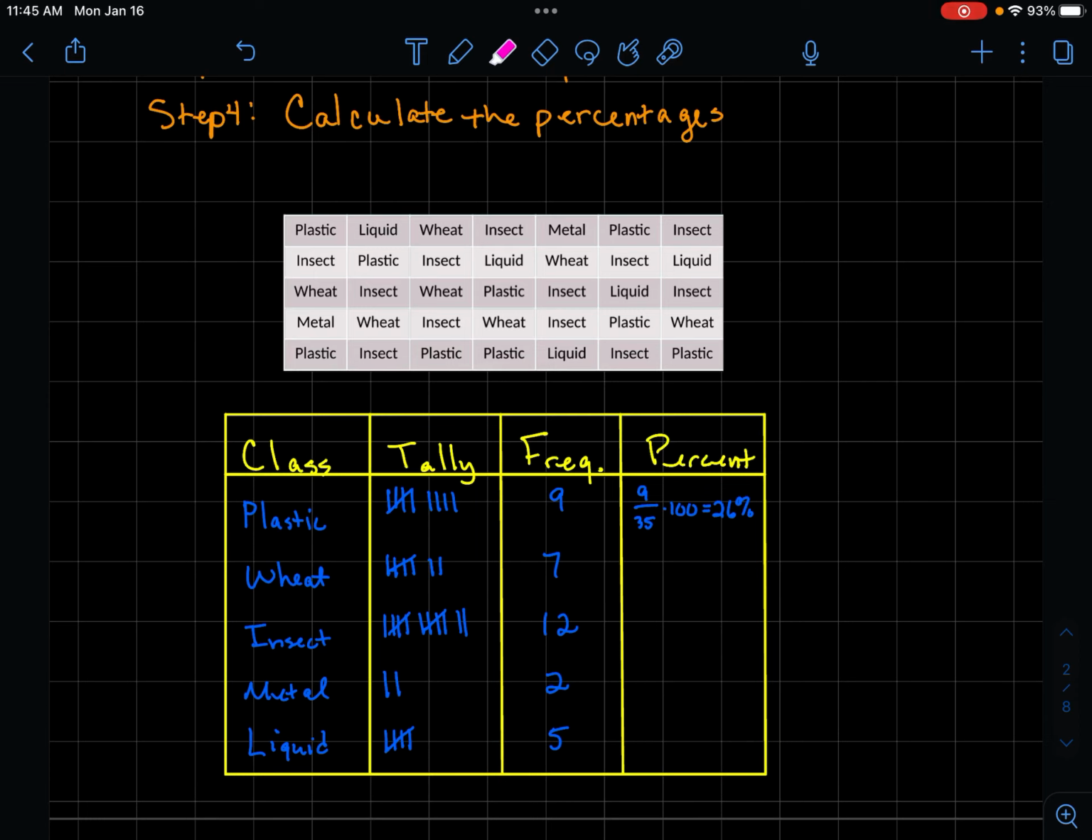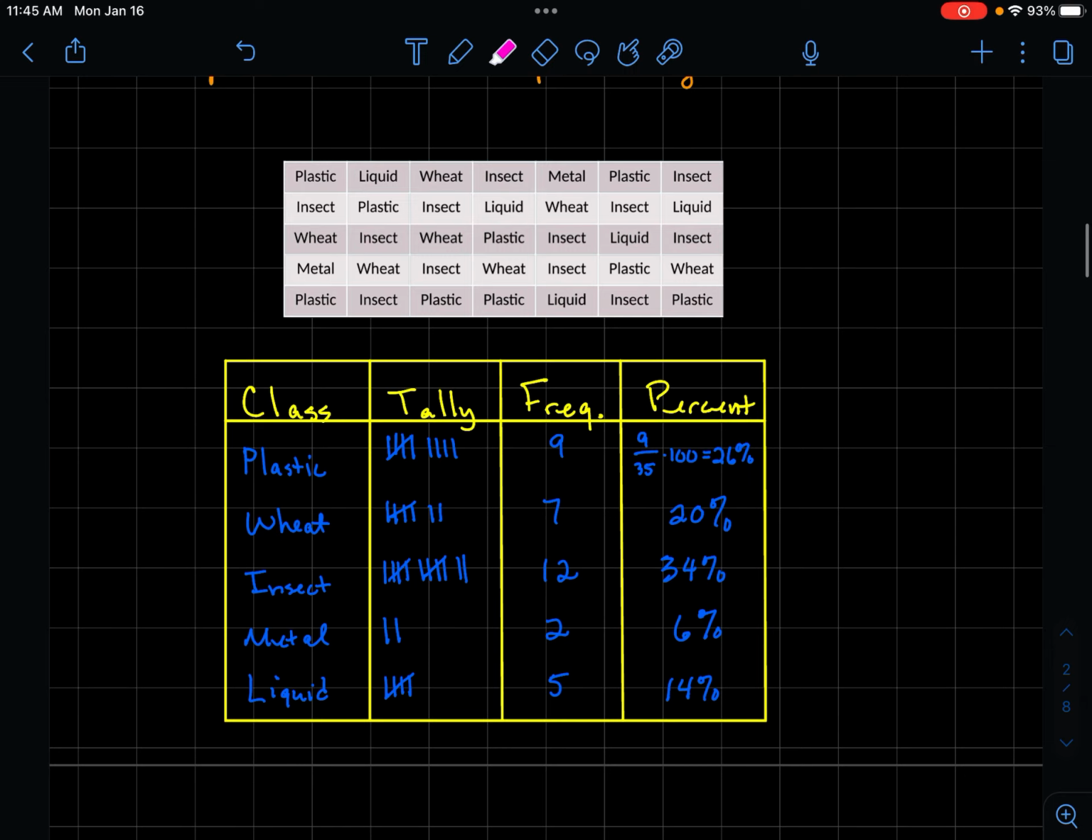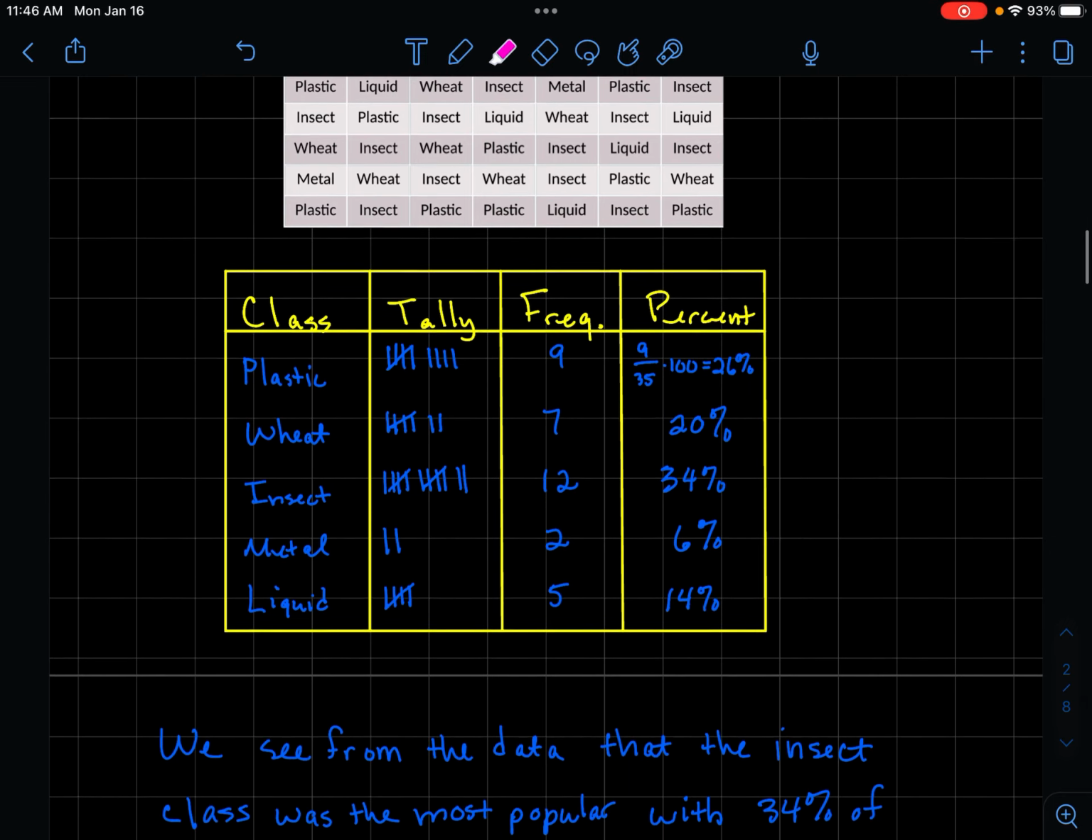Do this again for wheat. We would do 7 divided by 35 and times that by 100, which gives us 20%. Insects would be 34%. Metal would be 6%. And then liquid would be 14%.